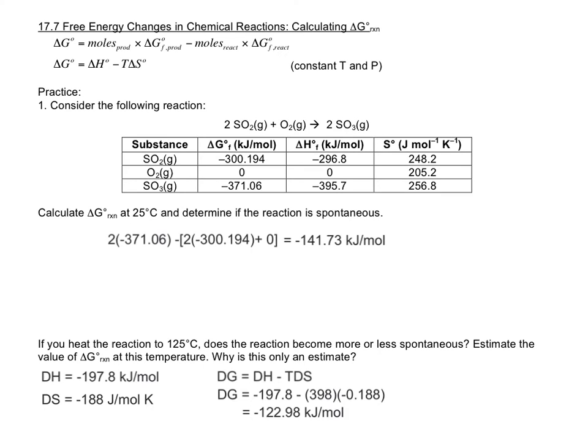The last part of this question is, why is this only an estimate? And the reason it's only an estimate is up here. We say that delta G equals delta H minus T delta S is true for constant temperature and pressure. But we change the temperature. So this will be close to the value, but it's not going to be exactly the value that we would get at 125 degrees Celsius. But it gives us a pretty good estimate.